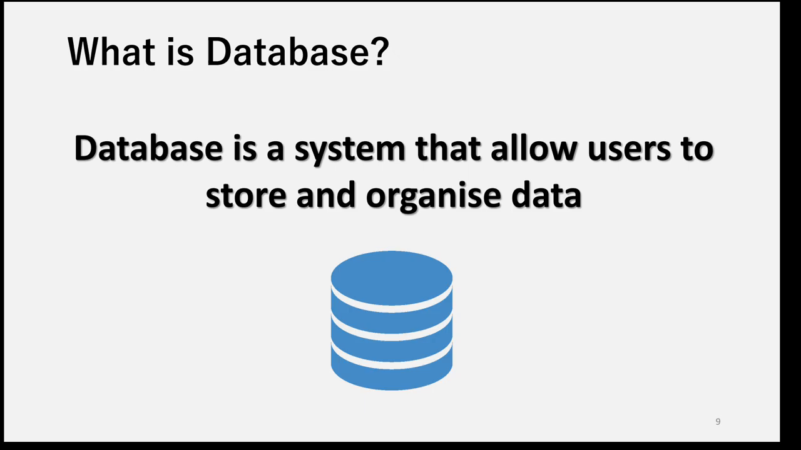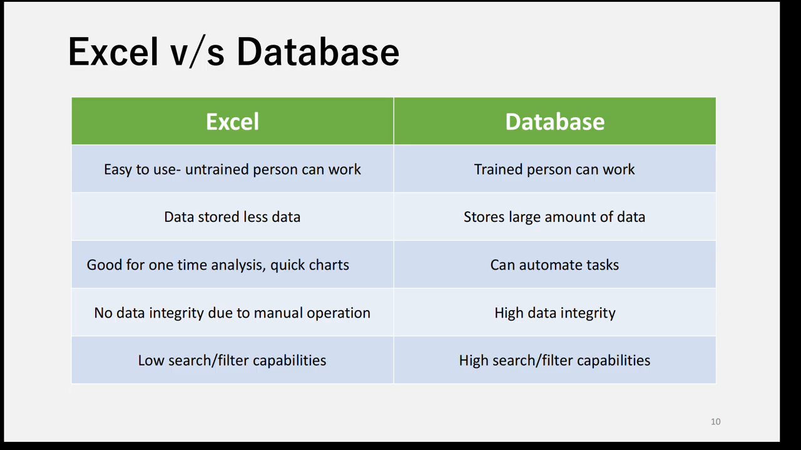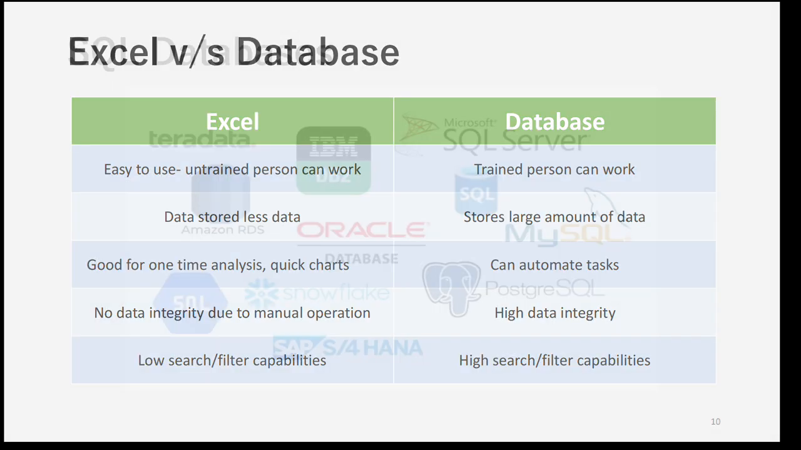So what does database actually mean? A database is a system that allows the user to store the data. It acts like a storage part. So what is the actual difference between Excel and a database? In Excel, even a non-trained person can use it, but a database can only be used by an experienced or trained person. Excel stores less data, whereas a database stores a huge amount. These are some differences. You can go through it again.